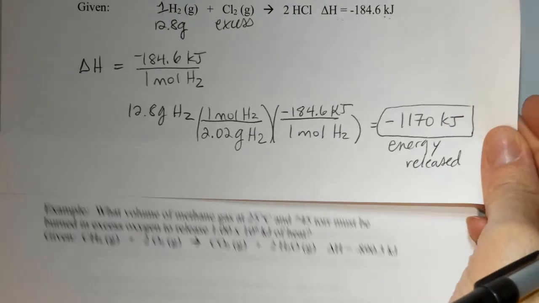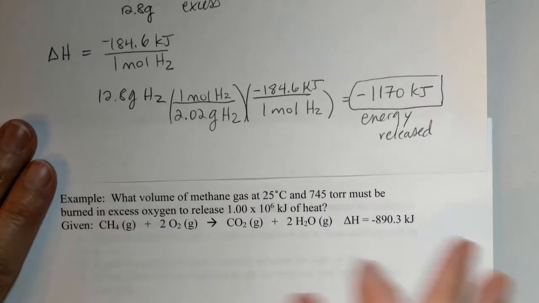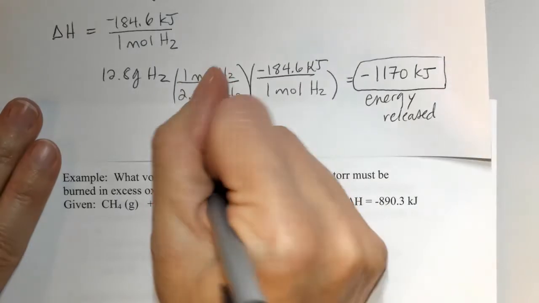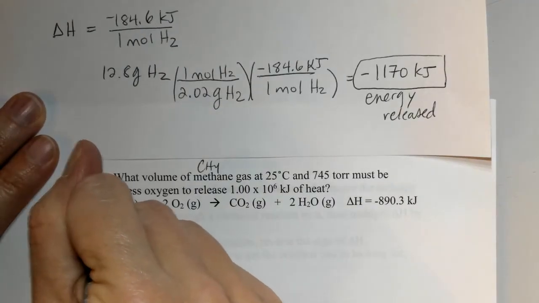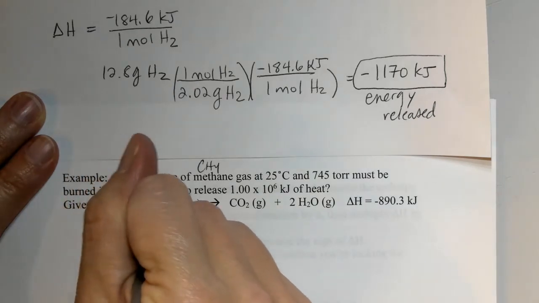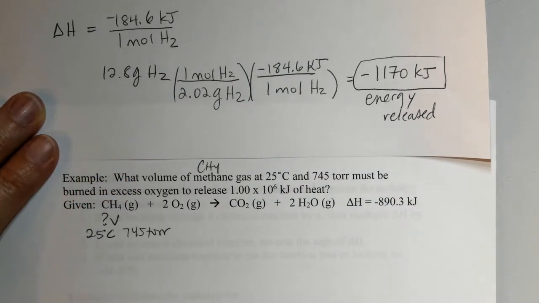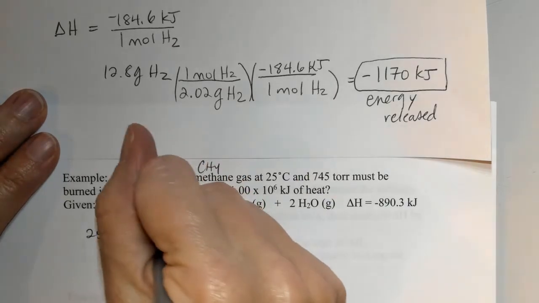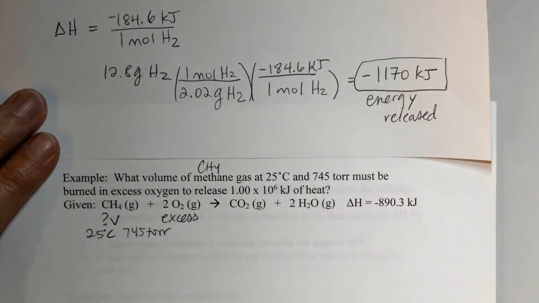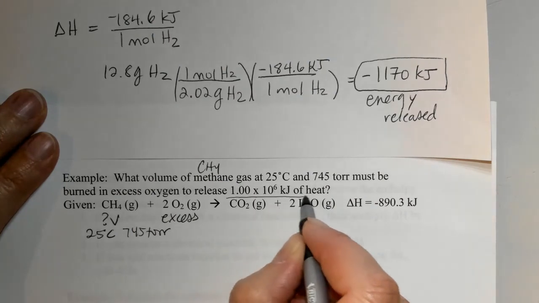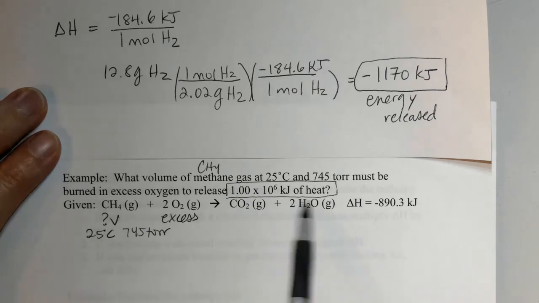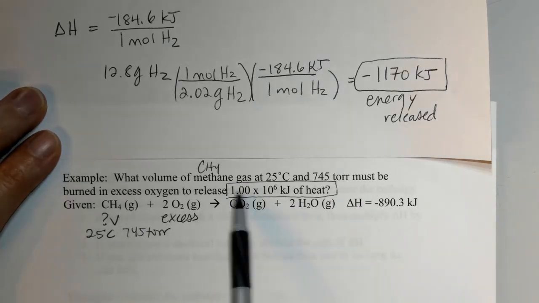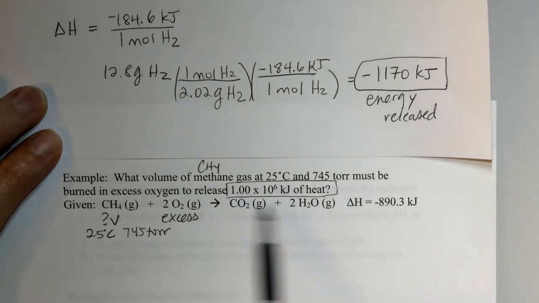All right, next page, another example. What volume of methane? Methane is CH4, so we want to know the volume of that. And we are at 25 degrees Celsius, and we are at 745 torr. Hopefully that is making you feel like this is a gas law problem. And we're going to burn that in excess oxygen, and we want to release 1 times 10 to the 6 kilojoules of heat. All right, so this is sort of like our A. This is what we want. This is our quantity, and we want to know how much methane to get there.